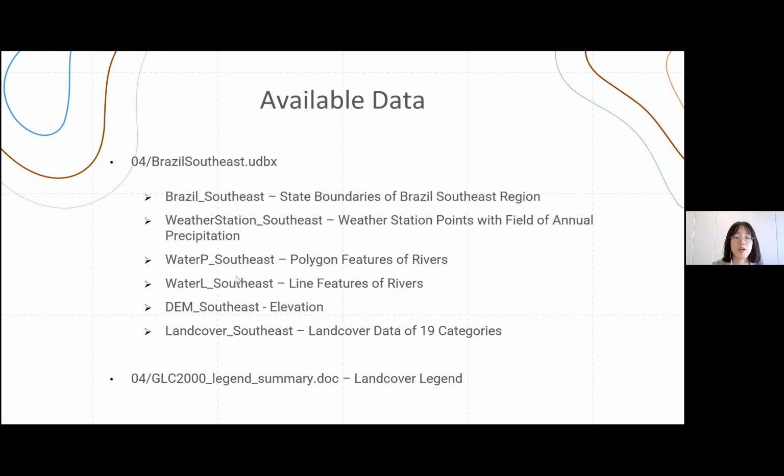That is the river features in polygon format and in line format in the study area. So here, those small rivers are recorded as line features, and for those broader or wider rivers or lakes, they're recorded as polygon features. And then we also have two raster data sets, the DEM for the study area and the land cover record for the study area. And also we have a legend file for the land cover record.